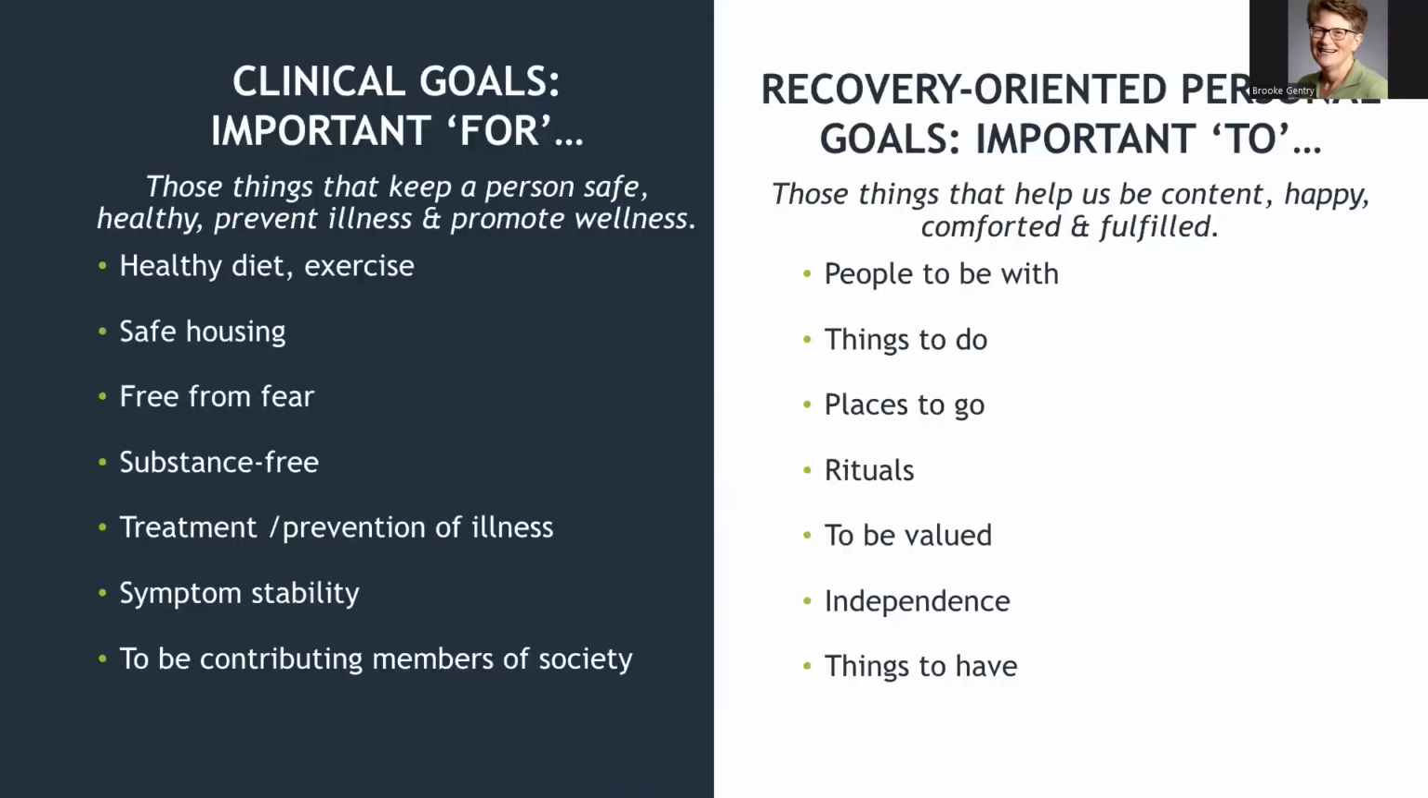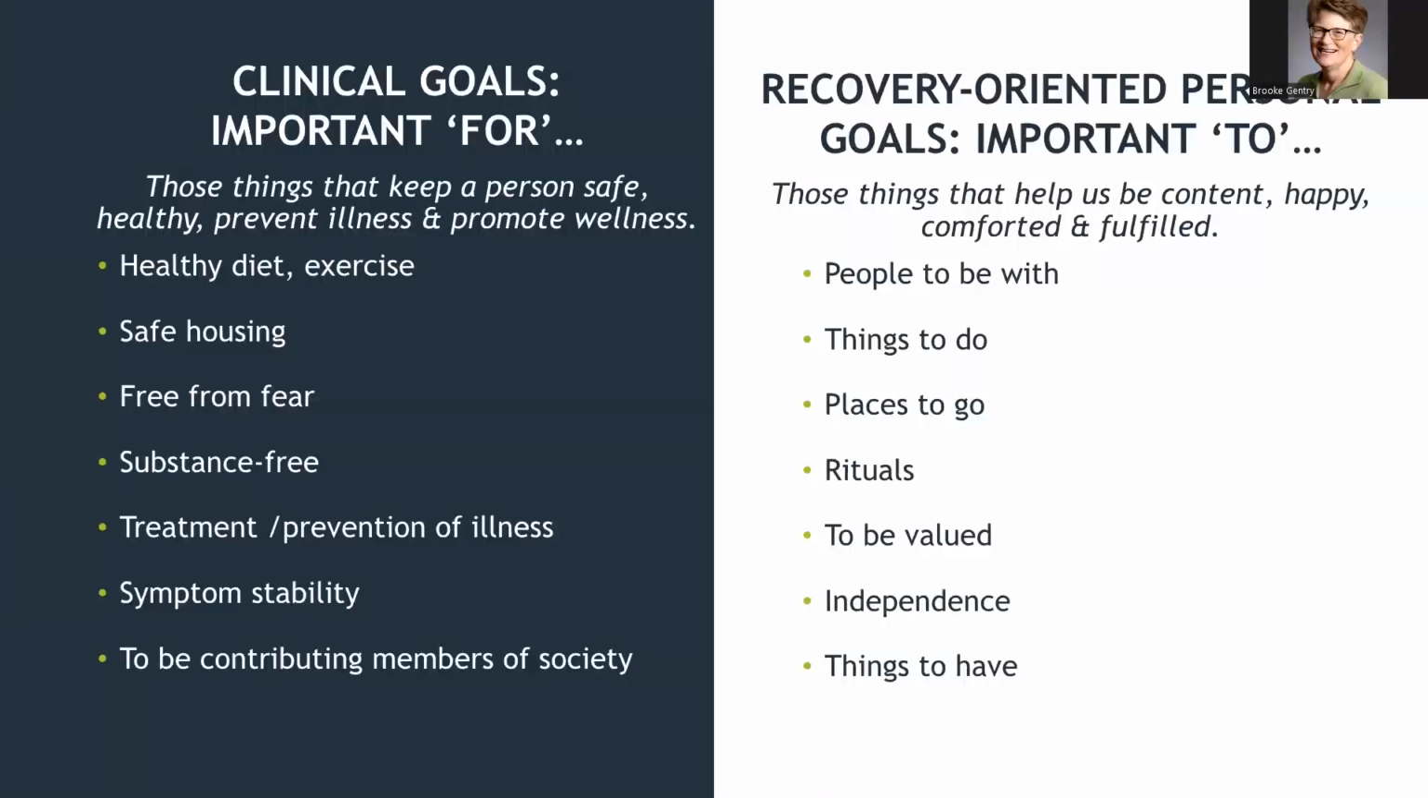And so we can see here, on the left and the right, we're looking at clinical goals on the left, and recovery-oriented personal goals on the right. On the left, there's that clinical orientation where we might see that a person would benefit from safe housing, to be free from fear, to be substance-free, to get treatment, to attend treatment, symptom stability, to be contributing members of society, right? And on the right is really what we see often that's important to people. It's what's important to them.